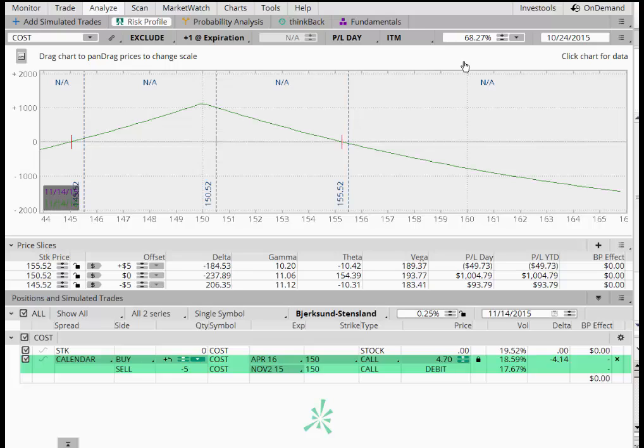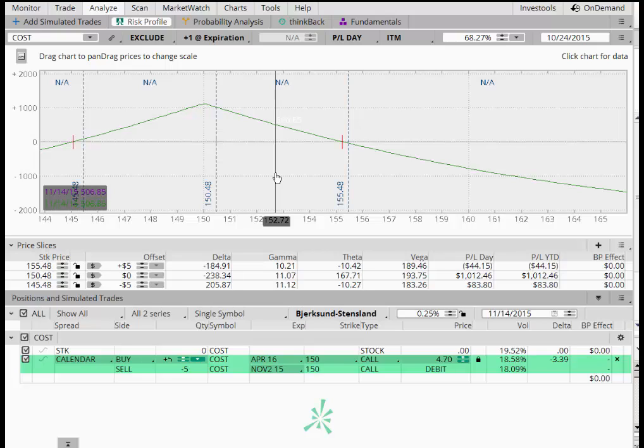So what happens if it ends up just where it is right now? Well, we'll make $1,000 on a $2,500 investment. That's 40%. Not bad. If it goes up a couple bucks, we make, in this range here, about $500. However, I must say that most of the time I don't buy just a single calendar spread.